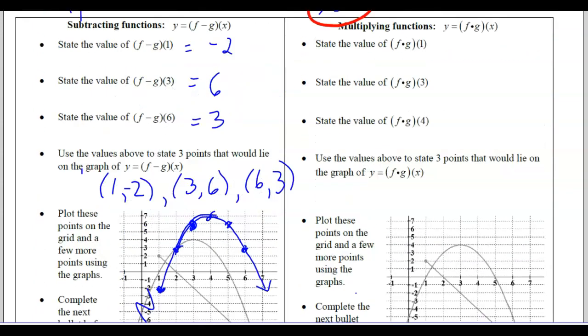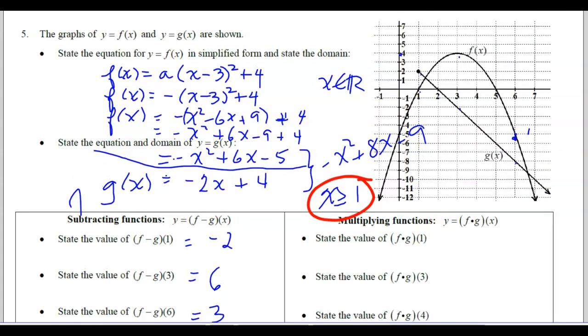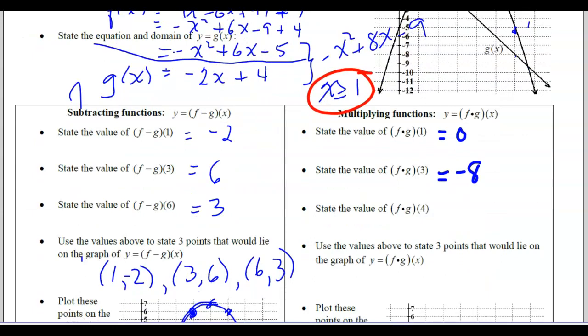Okay, then the next one we're going to multiply. So at 1, the two values are 2 and 0, so that's going to equal 0. Anytime one of the y values is 0 and you're multiplying, that's going to stay as an x-intercept. F of 3 times g of 3, so that's going to be 4 times negative 2. Then at x equals 4, we've got 3 times negative 4.